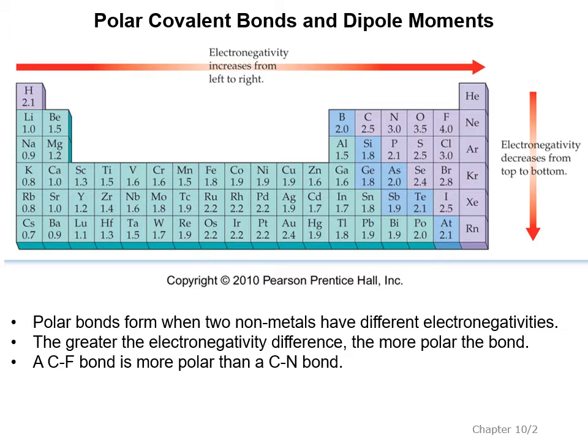What we have here is a periodic table where we have shown that electronegativity increases as we go from left to right across the periodic table, with fluorine being the most electronegative of the elements. As we go down a table, the electronegativity decreases. So polar bonds form when we have two nonmetals with different electronegativities. The greater the electronegativity difference, the more polar the bond. So a carbon-fluorine bond is going to be more polar than a carbon-nitrogen bond.